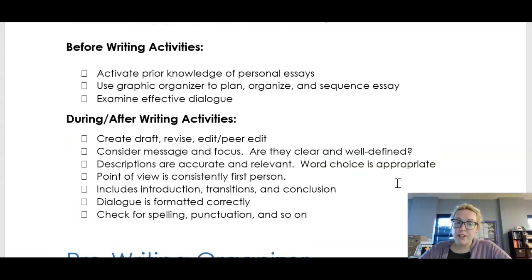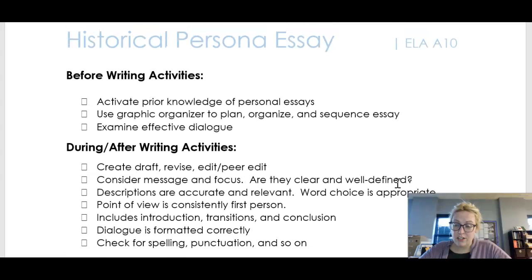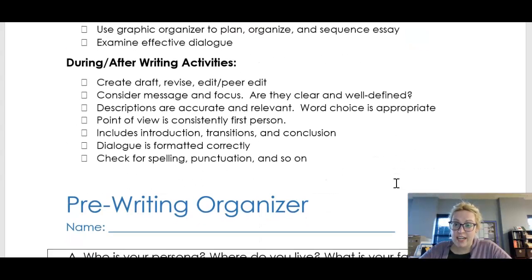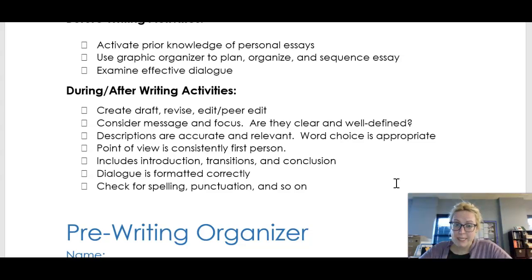So there is a mark for the revised or draft version of this and looking at somebody else's and going back and fixing your work. That's going to be really, really important. And there is a mark assigned to that in the rubric for this assignment.